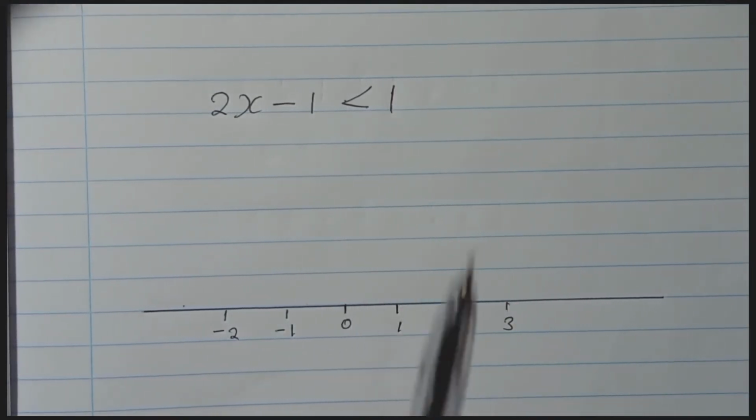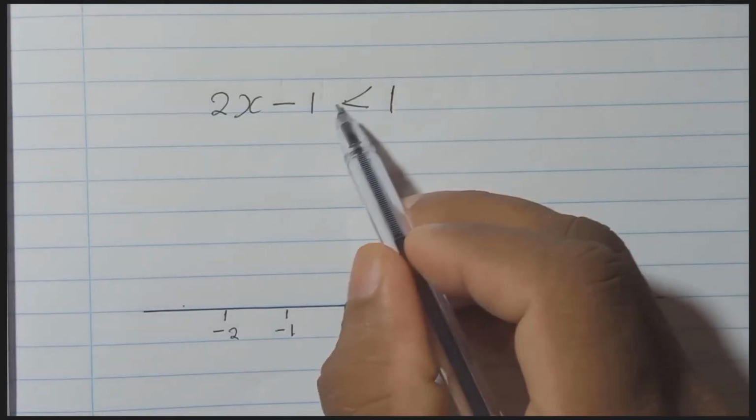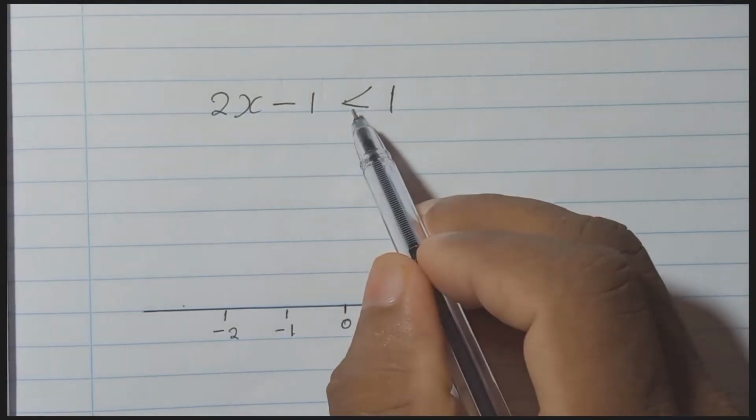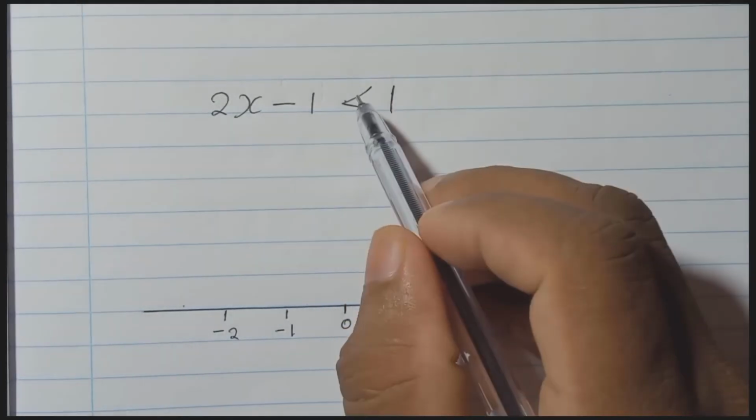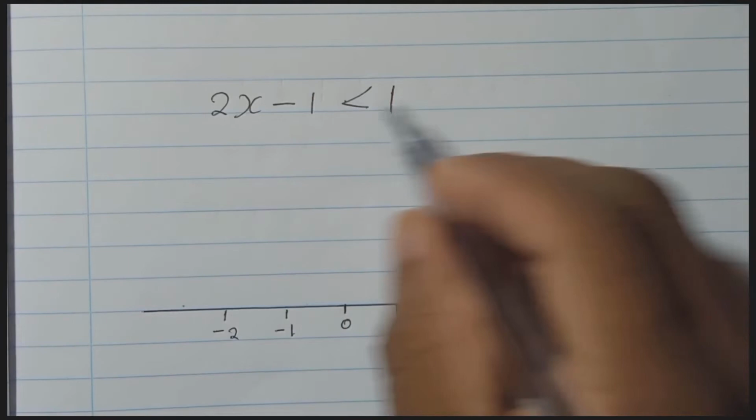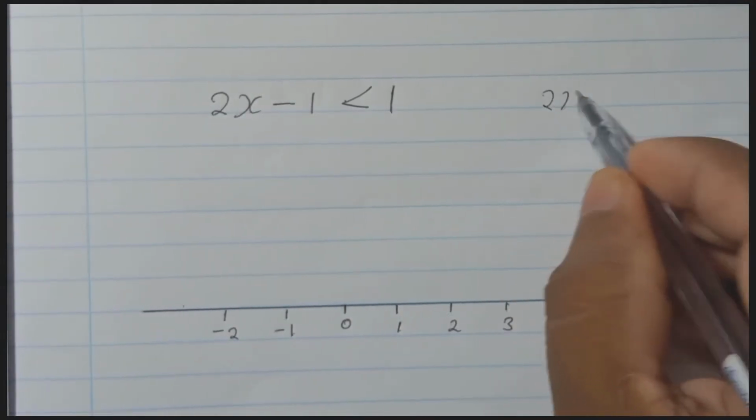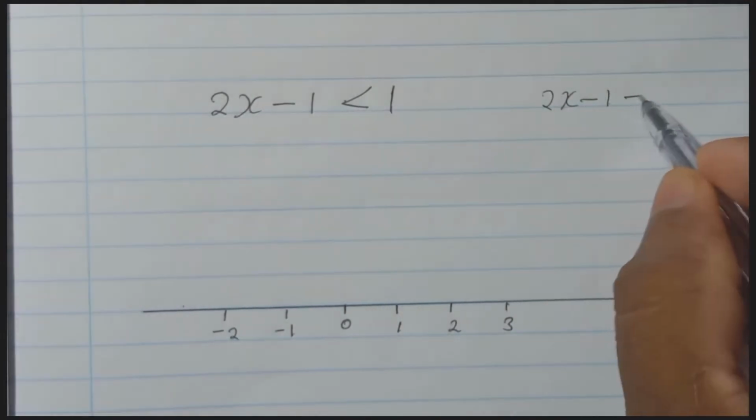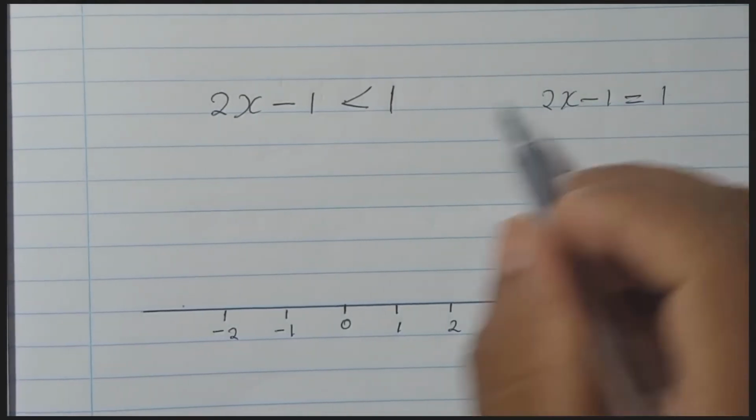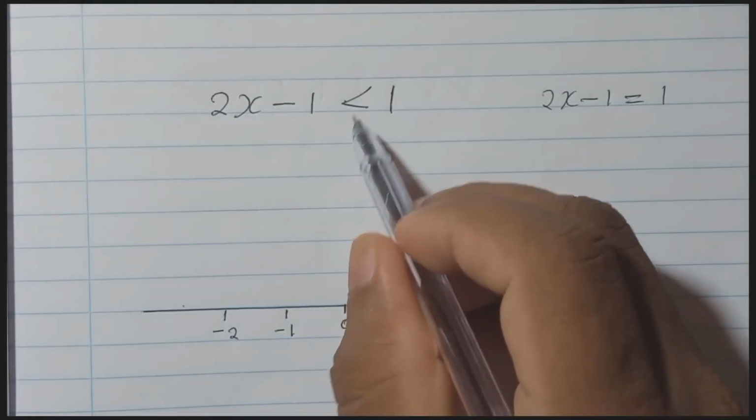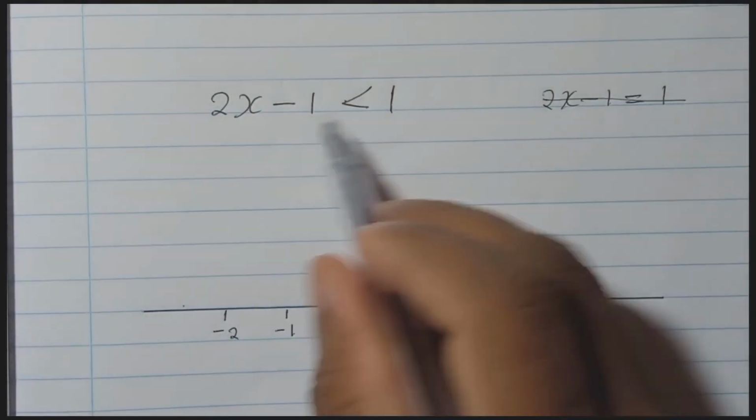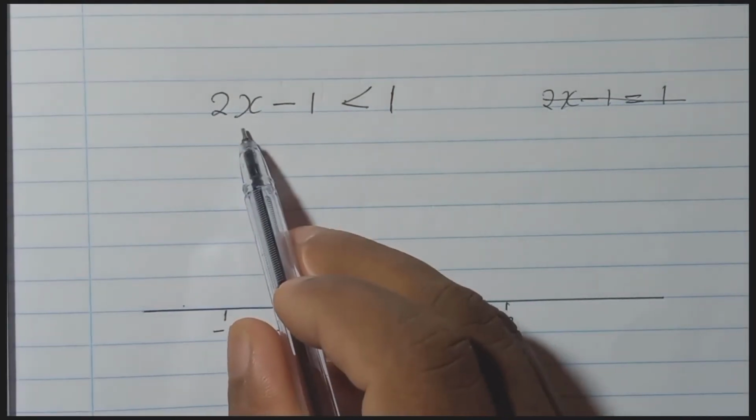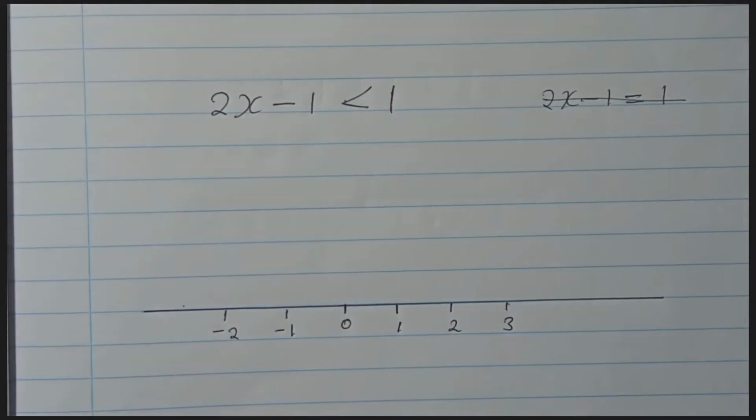Keep in mind, this is very simple. This less than sign or greater than sign, you can think of as an equal sign. For example, this one you can think this way: you have 2x minus 1 equal 1, like that. Just think, don't write the equal sign here, be very careful. Think of this like an equation and try to make x the subject, so you get the value of x.